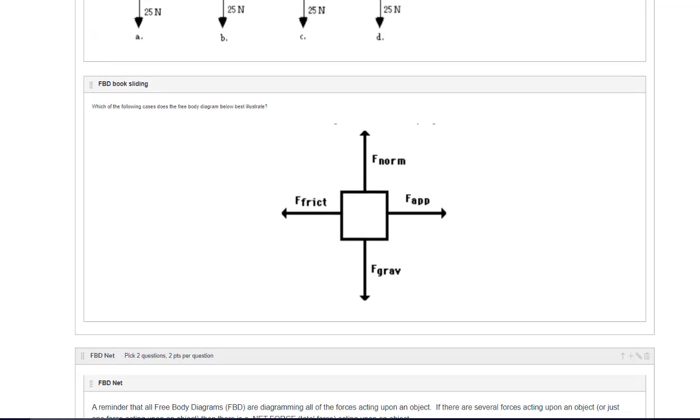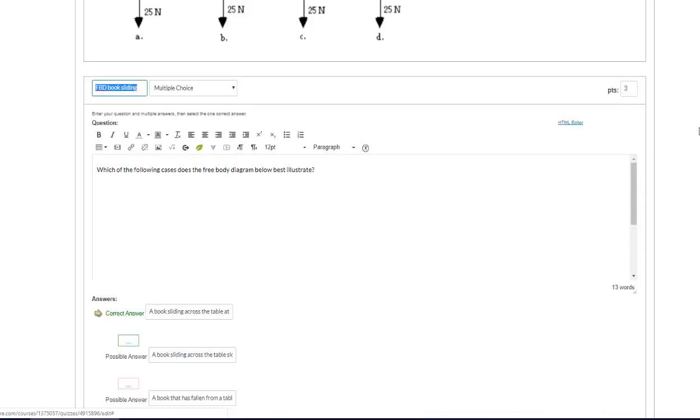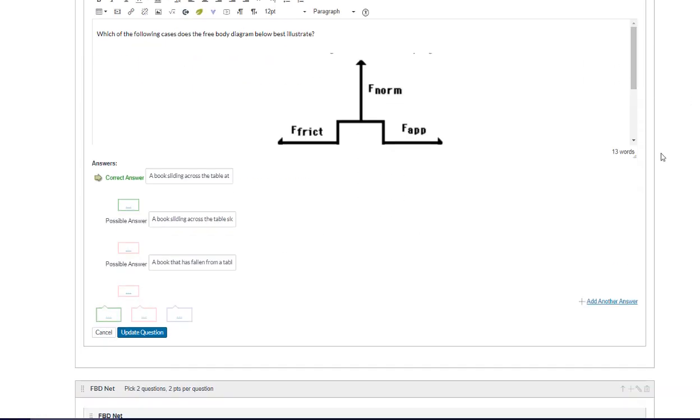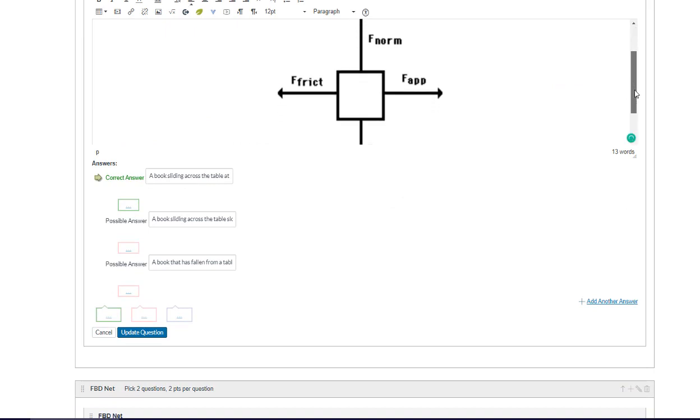Okay. Sliding book. Which of the following cases does the free body diagram below best illustrate? Okay, so best illustrate. What does this best illustrate? And we have a book sliding across a table at a constant speed, a book sliding across a table and slowing to a stop, or a book that has fallen from a table. So let's talk about that.